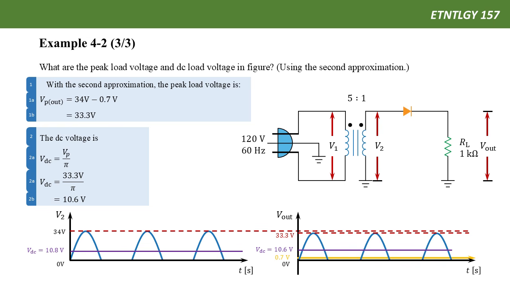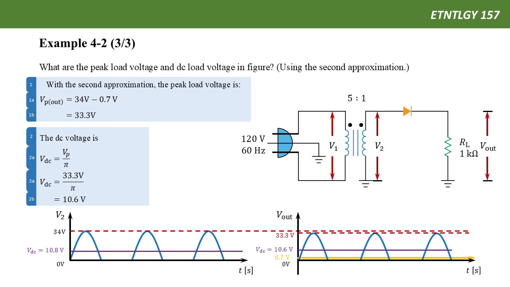We use Vp over pi again to find the DC voltage. So in this case, we use 33.3 volts divided by pi, and punch these numbers into the calculator. It's 10.6 volts. Let's compare both output waveforms, the one using the first approximation and then this one with the second approximation.